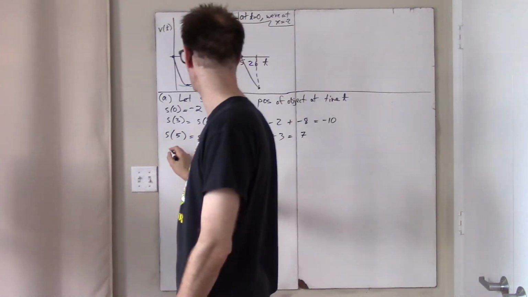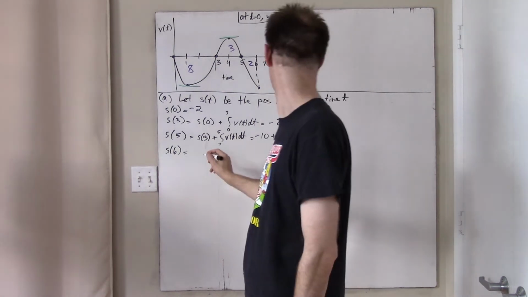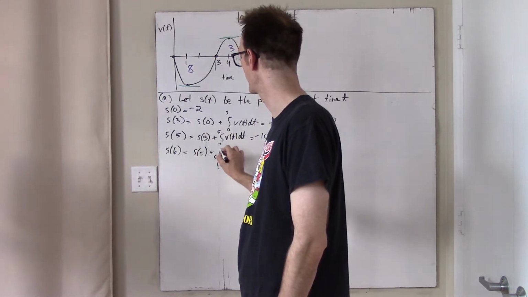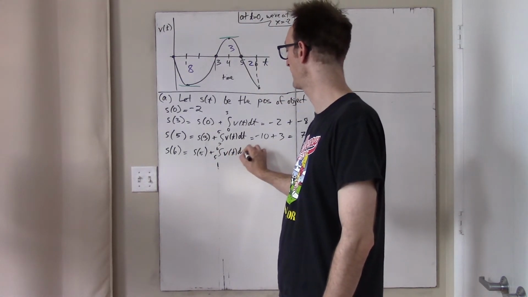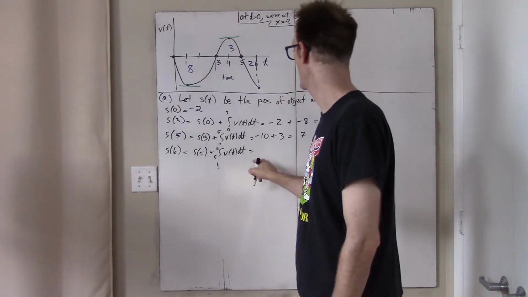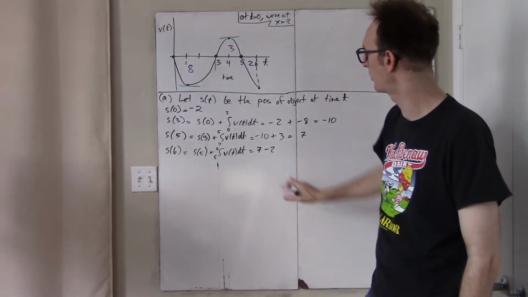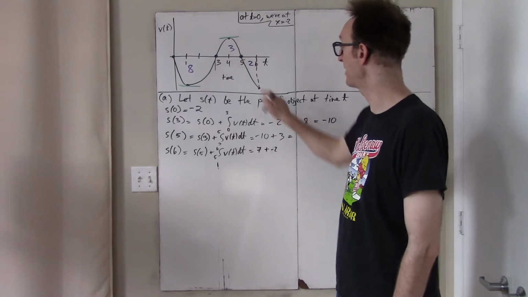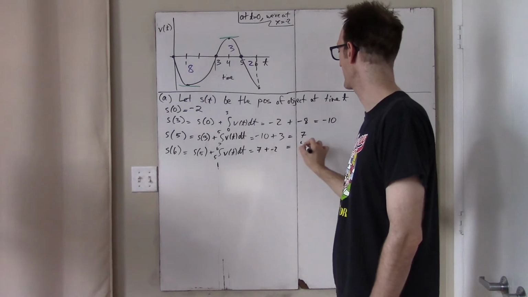Okay, and finally, what is s of 6? Well, it's going to be s of 5 plus the change in the position from 5 to 6, which is just the integral of the velocity, which is -2. And so we were at position 7, and now we add -2 or subtract 2, same thing. Because the object was moving to the left now. Velocity is negative, the object is moving to the left. And what we get is 5.